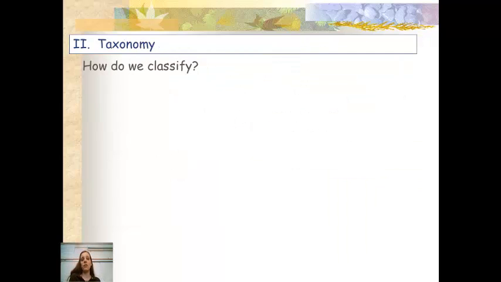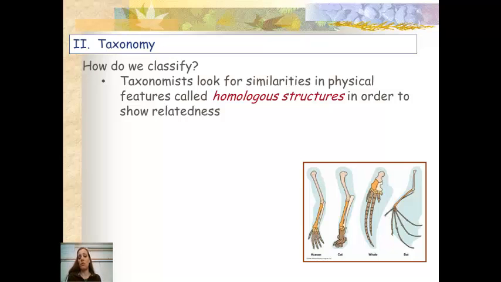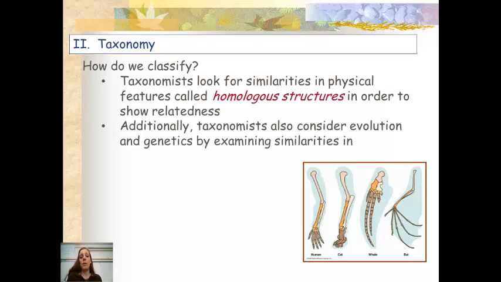So let's talk about taxonomy. How do we classify? Well, what taxonomists look for are similarities in physical features called homologous structures in order to show relatedness. Now, we've talked about homologous structures before. We've talked about the bones that are found in the arm of a human, the leg of a cat or a dog, the flipper of a whale, and the wing of a bat.